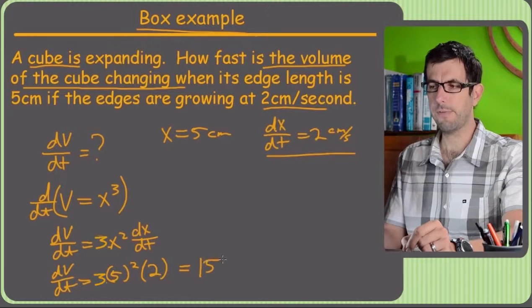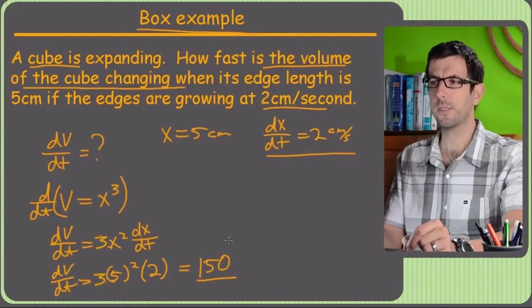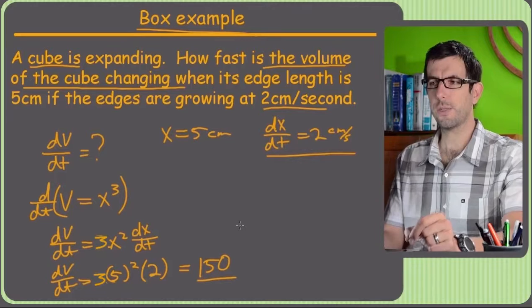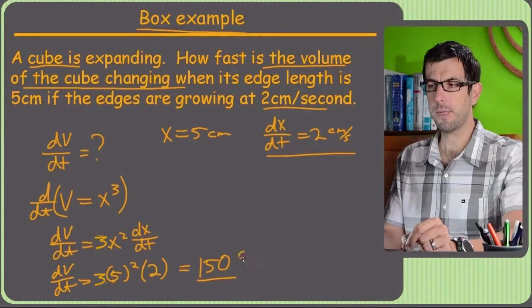And we get 150. All right, what are the units on this? The rate of change of the volume. That's going to be centimeters cubed per second.